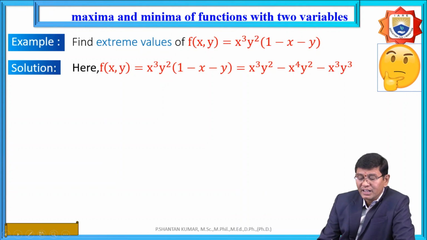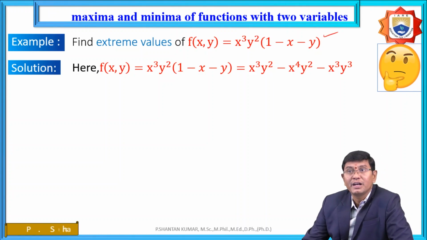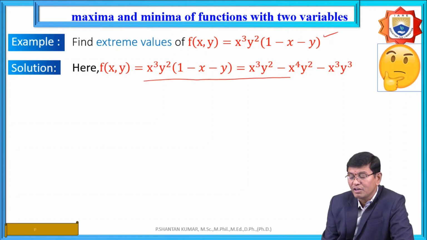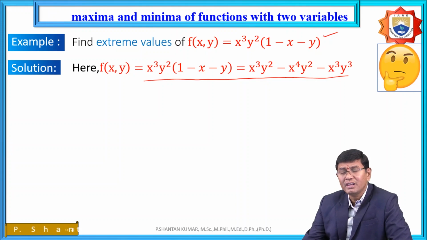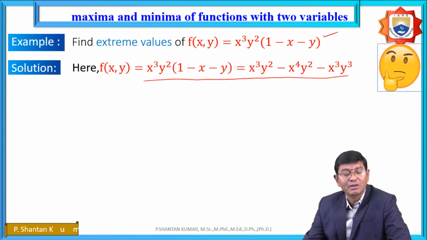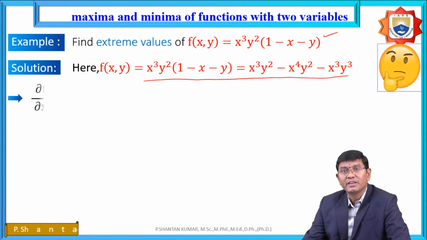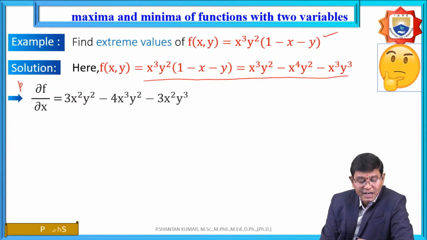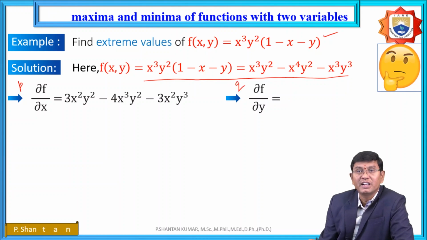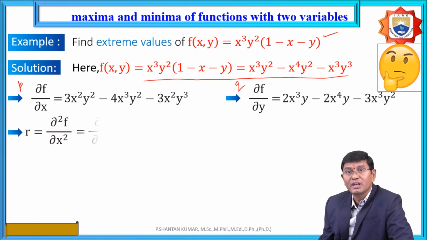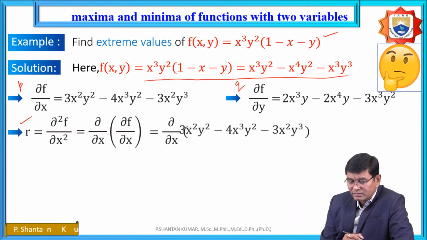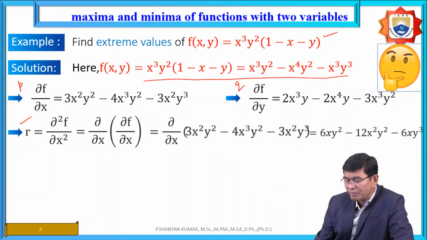Similarly, find the extreme values of x cube y square times (1 minus x minus y), and we need to simplify after the multiplication. This one we obtain clearly like this. Further, using the same working rule for maxima or minima, we need to find p, q, r, s, t. Here p is the partial derivative with respect to x, similarly q is with respect to y, and after that the r value, the derivative with respect to x again, you obtain like this.